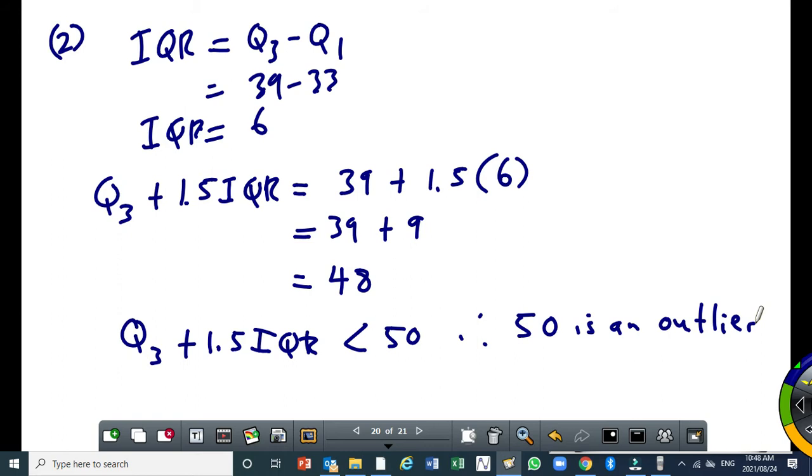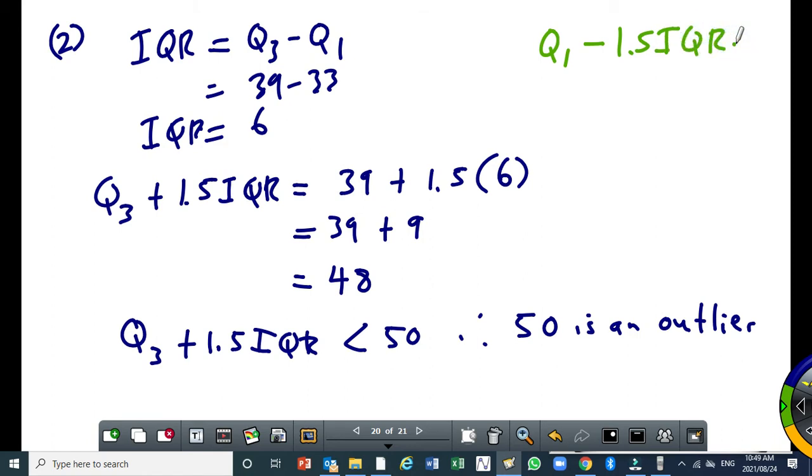Are you following? You may get a question like this, asking you to determine whether a specific value is an outlier, or you may be given data and asked to determine whether an outlier exists or not. So this is what you do for the lower fence. If it was less, then it would be Q1 minus 1,5 times IQR.